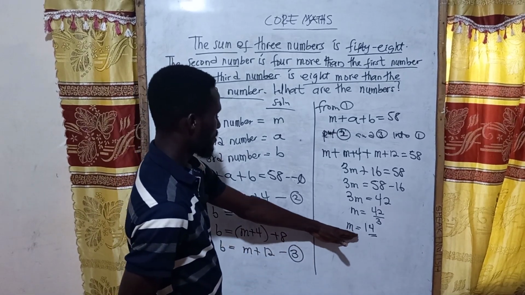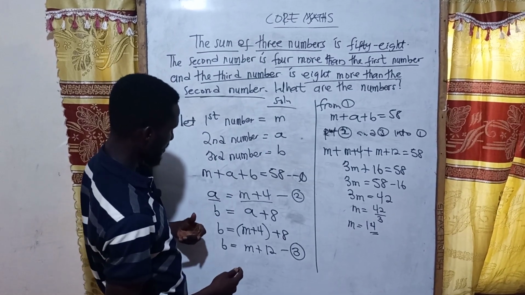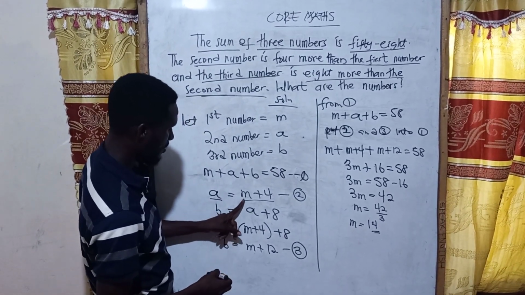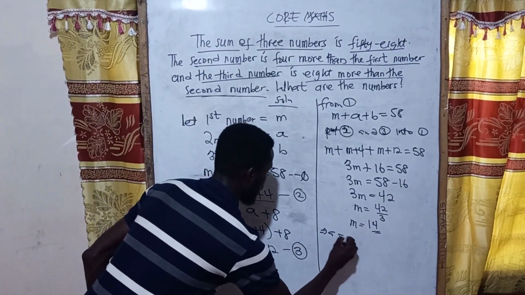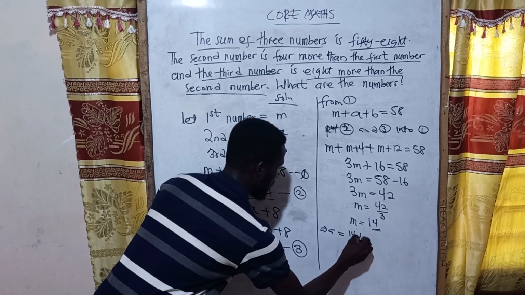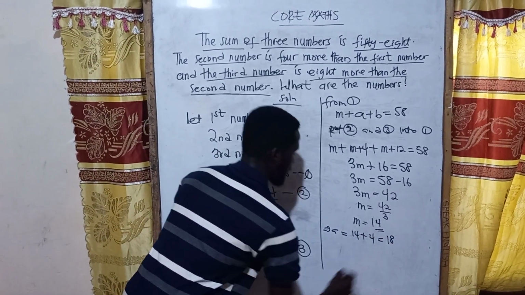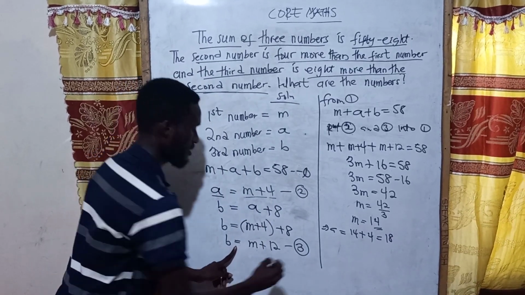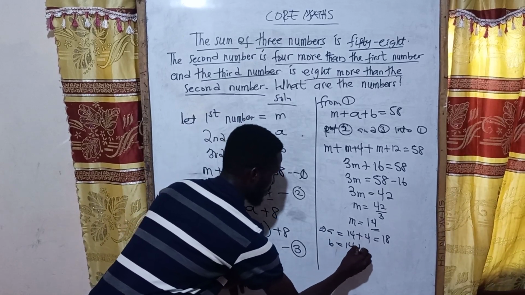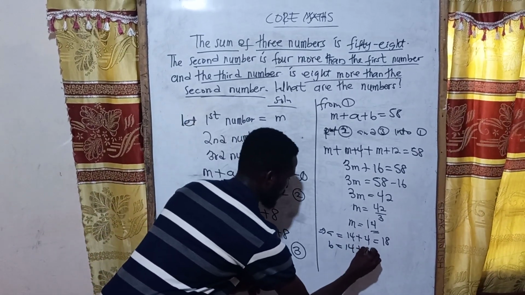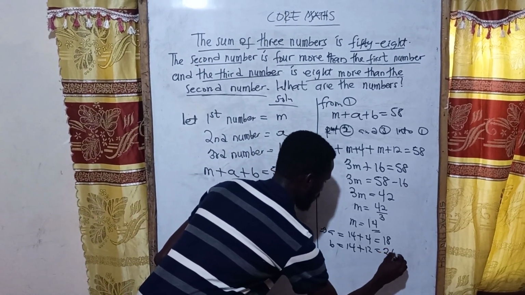How are we going to get the A? Where is the A? A is equal to M plus 4. So we have our A is equal to M, M is 14, plus 4, which will give us 18. And what is our B? B is equal to M, which is 14, plus 12, and this one will give us 26.